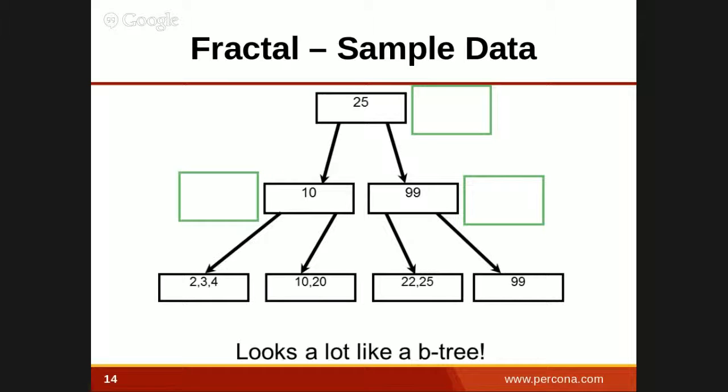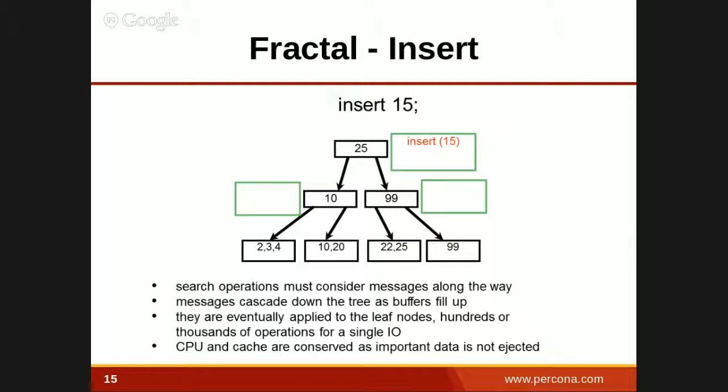is that the fractal tree is sort of optimized: if all the messages are pushed down, then the read performance can be very similar to a B-tree, right? We just go ahead and fetch one block, everything is in memory. Now, what happens if we insert a value 15?